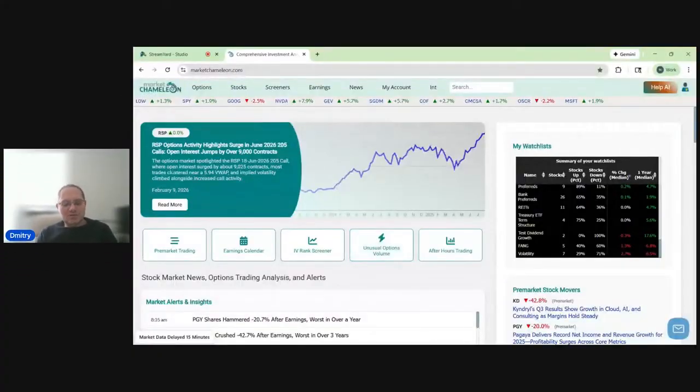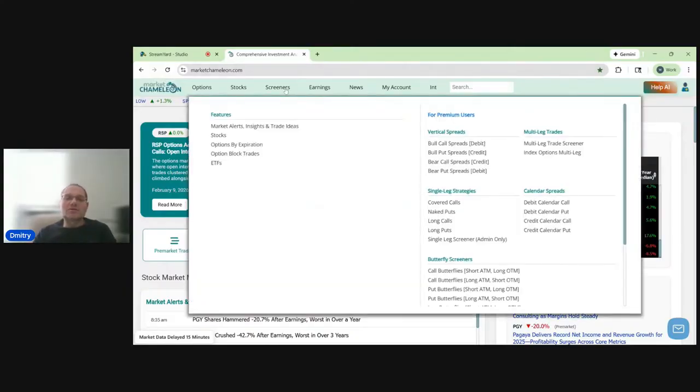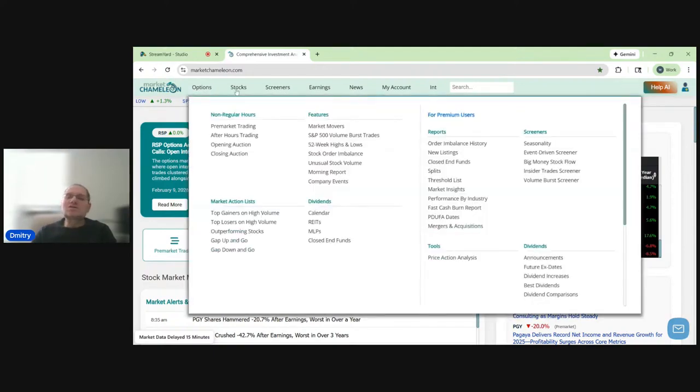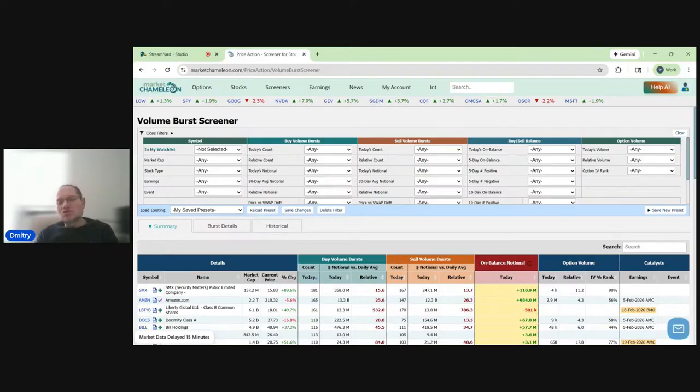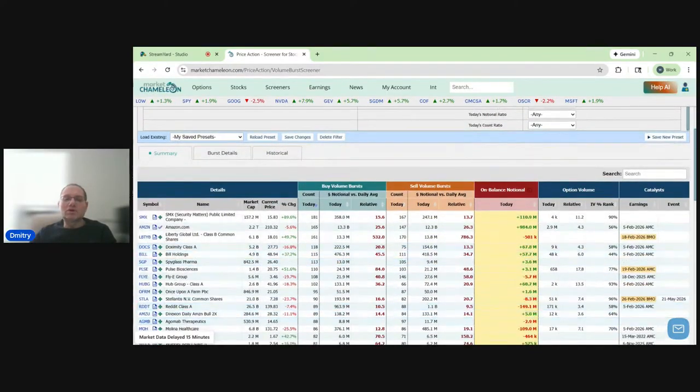And let's navigate to the stock volume burst screener, and then we'll discuss it and do some example screens. First, we'll hover up on top on the main menu, and sorry, it's under stocks, and we're going to go to volume burst screener over here. Click on that, and this will take us to our volume burst screener. And we see we have our filters above, our data table below.